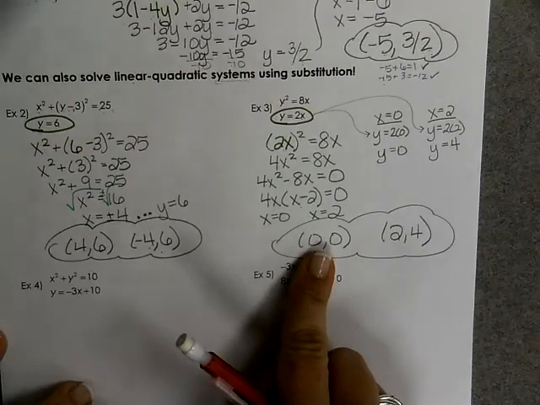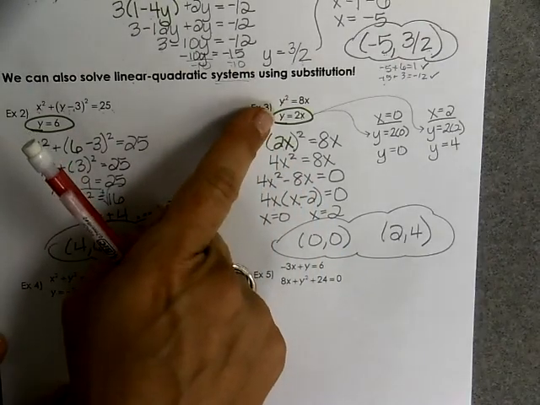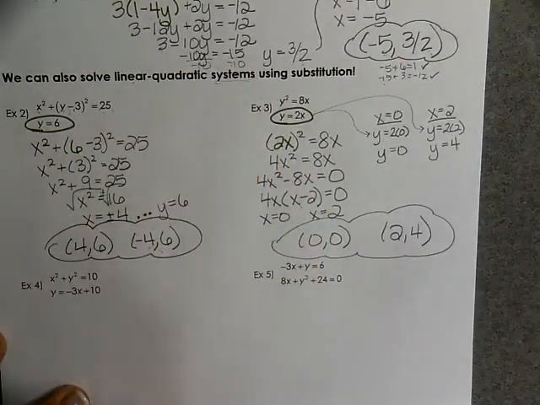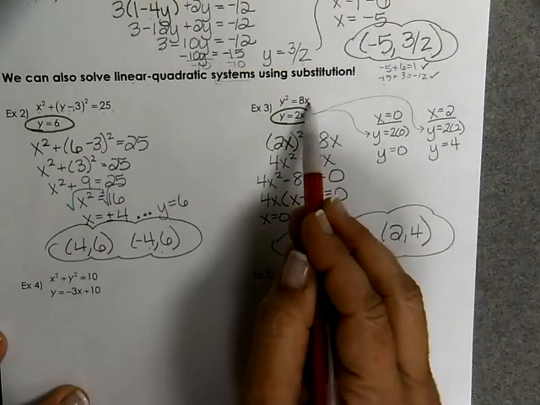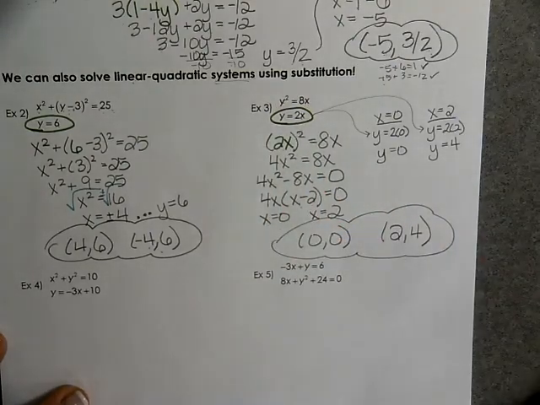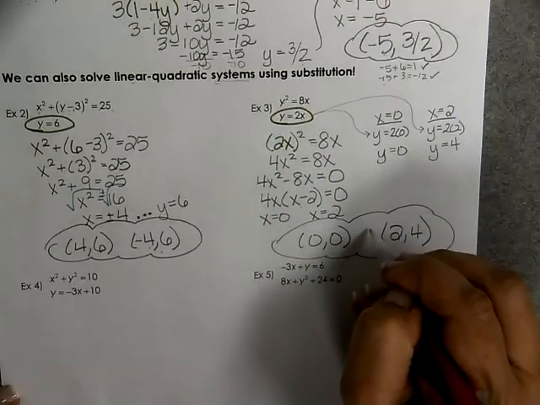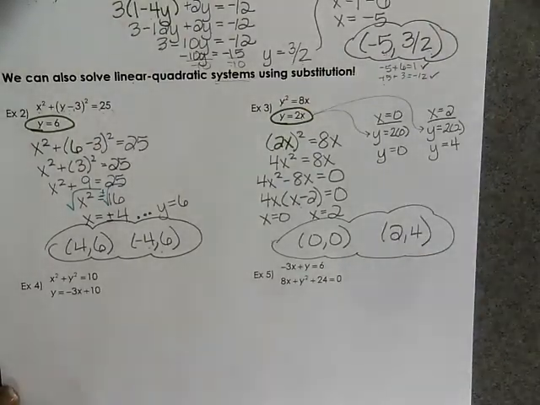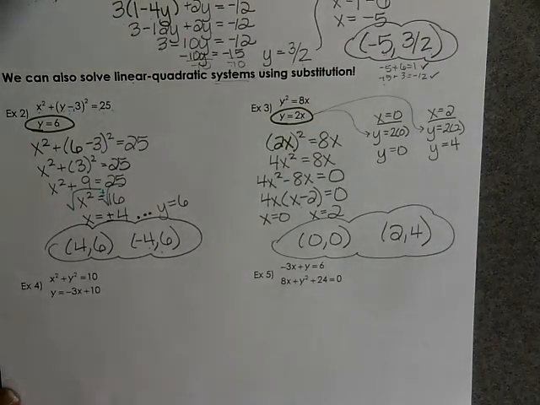And if I substituted (0, 0) into both equations, it's going to check out. Same thing if I substituted (2, 4) into both equations. They check out. So those are our two solutions. Okay?